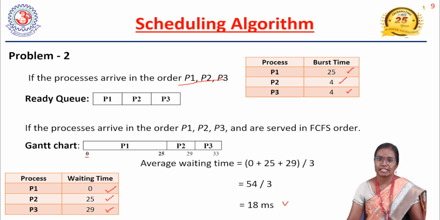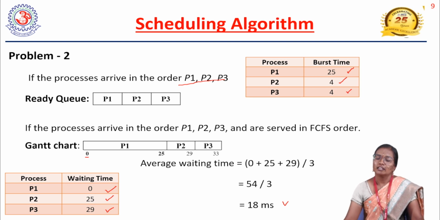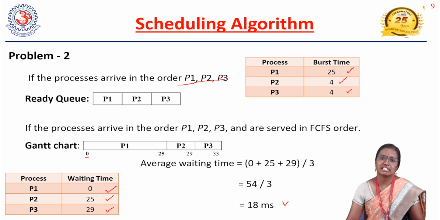So here, what we conclude is that if a process having the largest burst time arrives first, and smaller burst time processes arrive later, the average waiting time of the processes is very high. Why? Because the larger process takes more time for completion, and the smaller burst time processes need to wait. That's why the average waiting time is more.